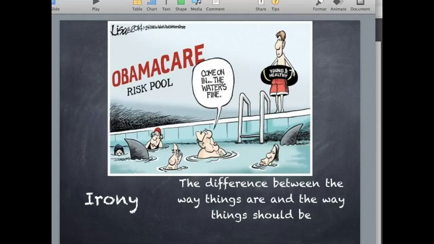Irony is another common feature. It's the difference between the way things are and the way things should be. Again, here, in the Obamacare risk pool cartoon, you've got some labeling and some analogies going on. You see old people swimming with sharks and trying to get somebody young and healthy to jump into the pool.